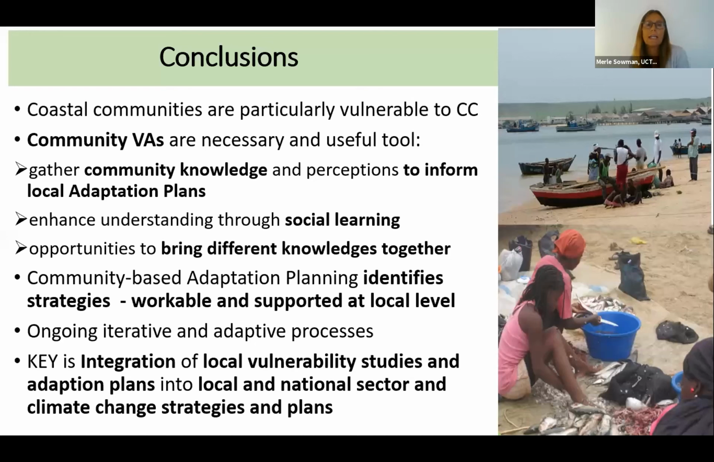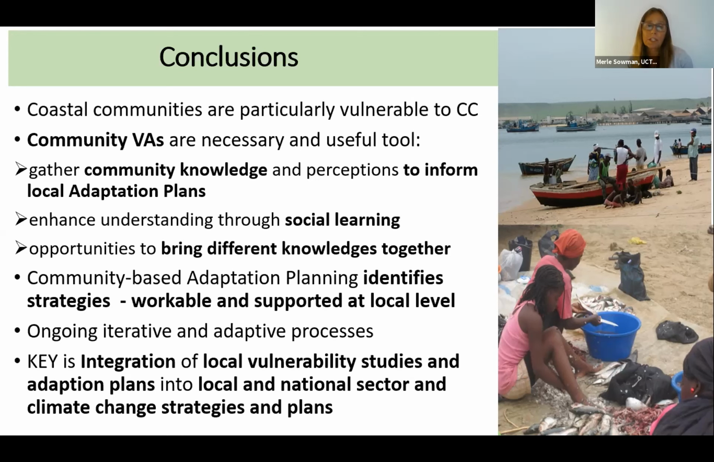So in conclusion then, as has been mentioned, coastal communities are particularly vulnerable to climate change, and it's critical that we then understand their vulnerability context, and the community vulnerability assessment methodology that I've outlined is one such tool to gather this information and to inform adaptation planning. It's useful because it helps gather community knowledge and their perceptions. It also is important because it provides an opportunity for social learning, a point also mentioned by Nina and Mia. And it also provides us opportunity to bring different knowledges together.